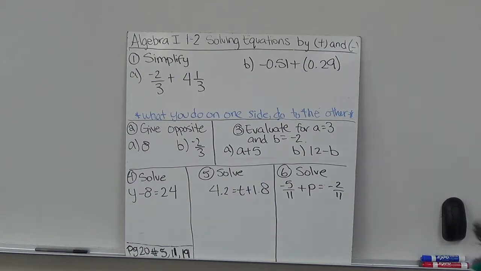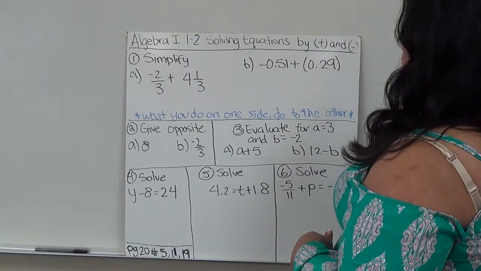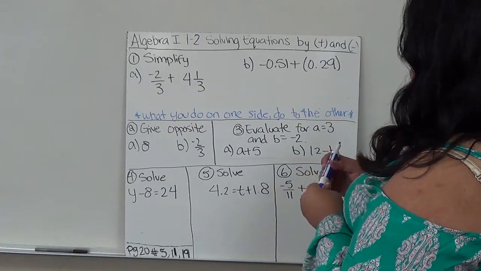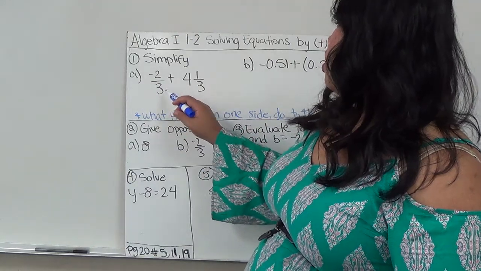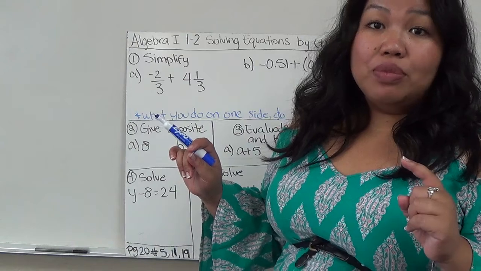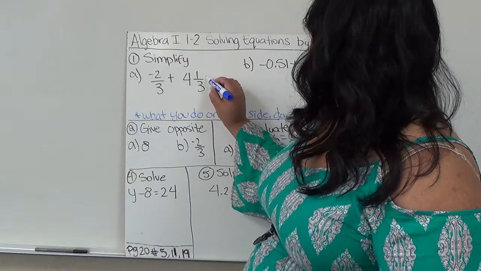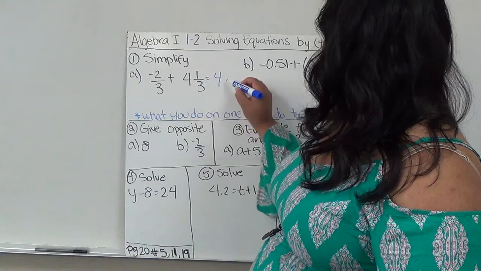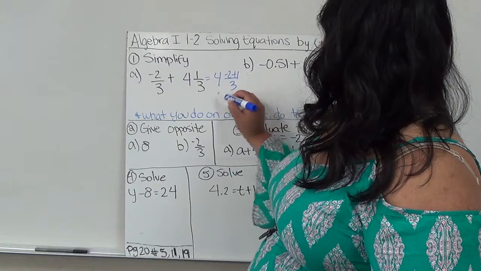Algebra 1, Section 1.2, we're solving equations by addition and subtraction. So, when we're adding things, for example, 4 and negative 2/3 plus 4 1/3. Now remember, when dealing with fractions, we have to make sure we have the same denominator. Luckily we have the same denominator. So this would equal 4, okay, and then negative 2 plus 1 over 3.